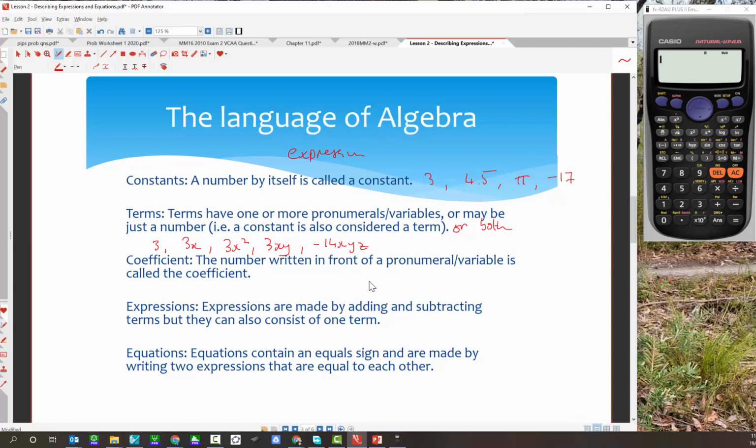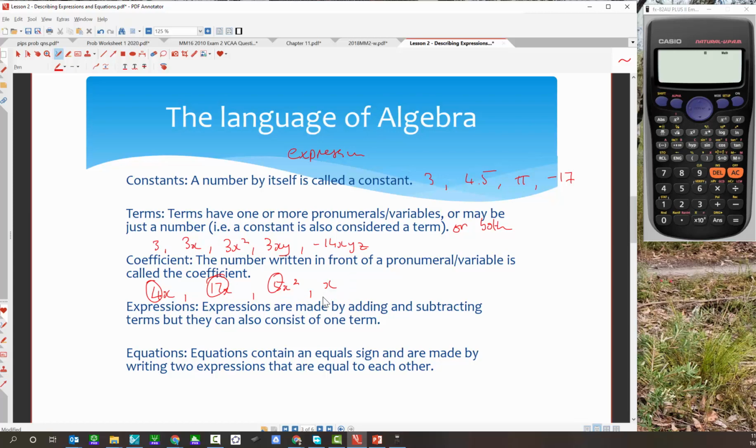All right, coefficient. The number written in front of a pronumeral or variable is called the coefficient. So for example, if I've got 4x, my coefficient is 4. If I have 17x, my coefficient is 17. If I have 5x squared, my coefficient is 5.